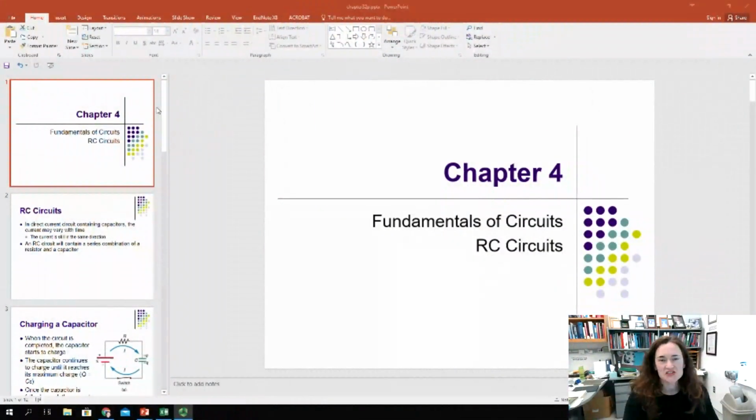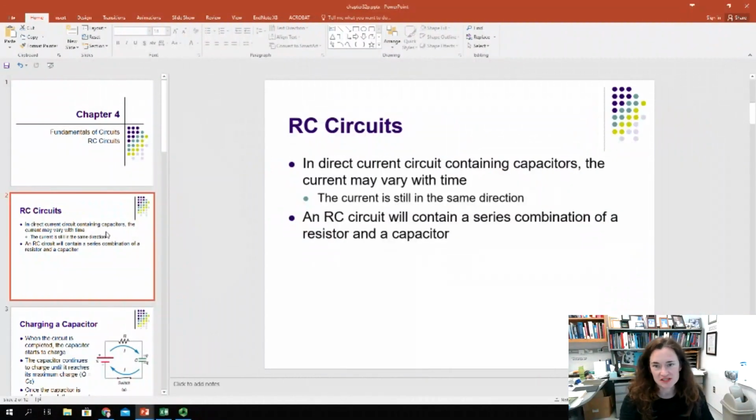Hi. So I'd like to talk to you today about the fundamentals of some circuits, and in particular we're going to focus in on RC circuits. So first of all, what do I mean by RC circuits? Well, we're going to cover direct current circuits specifically, so the current is going to be flowing in one direction only, and we're going to focus on circuits that have both a resistor and a capacitor, and perhaps in addition a battery and a switch.